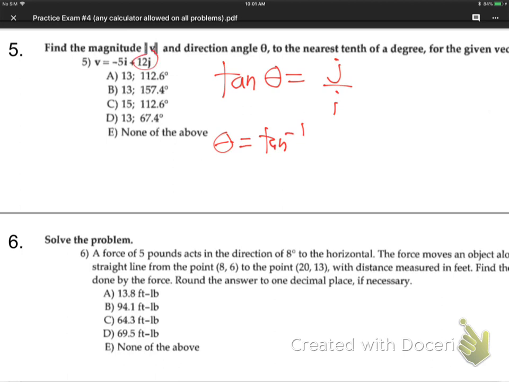is just the inverse tangent of j over i. And what's j? 12. What's i? Minus 5. Hit the buttons on your calculator. This is going to be totally wrong. Tangent inverse, 12 divided by negative 5. You would get theta is negative 67.38 degrees. That's what my calculator just said. So, uh-oh, that answer's not there.